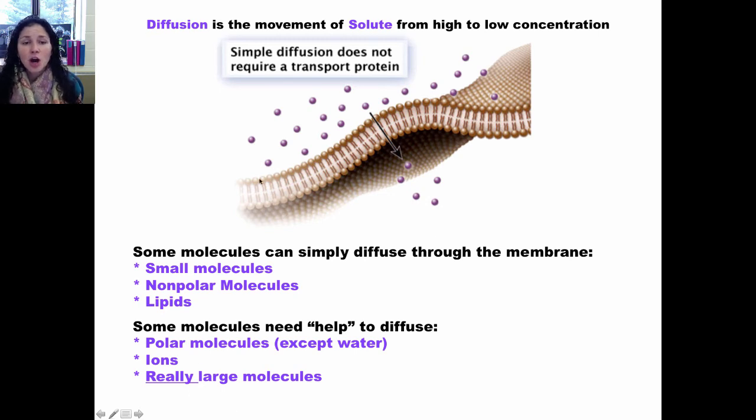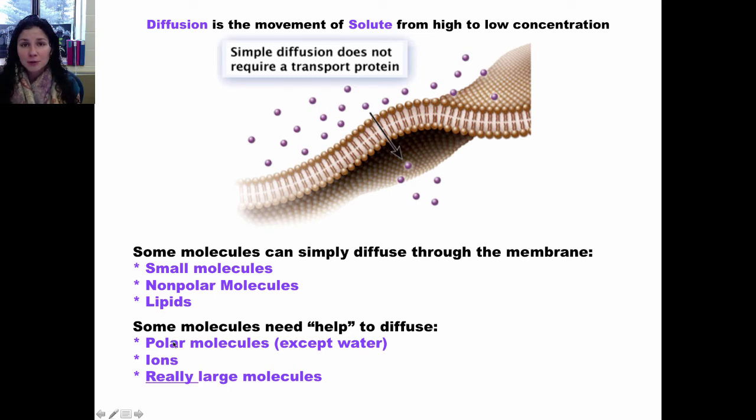Things that aren't able to go right through the membrane are polar molecules, with the exception of water, and that includes ions. Ions are an extreme form of polarity. So ions cannot get through the membrane, even if they're very small. The other class of molecules are things that are really, really big. Things like proteins, which are much, much larger than the lipids or the triglycerides that we've seen before. Things that are very, very large have difficulty getting through the membrane, and so they need help to get through.